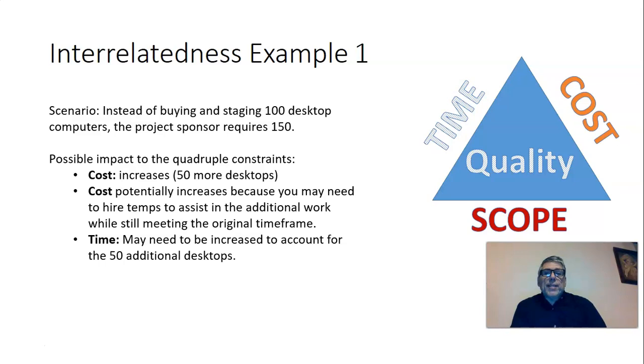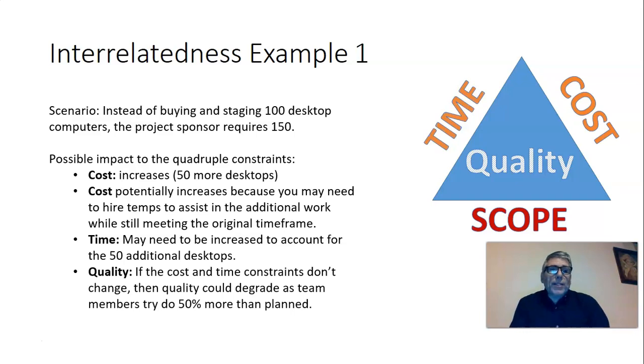Time may also need to increase to account for the 50 additional desktops if we don't have additional funding for the extra help. And even if we had the additional funding, we may not be able to just hire more help to get the work done; it may require time to be expanded. And quality could be impacted. So if the cost and the time constraints don't change, then the quality could degrade as team members try to do 50% more work than planned.